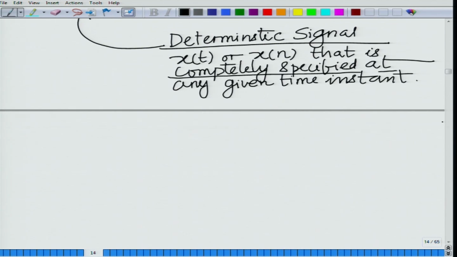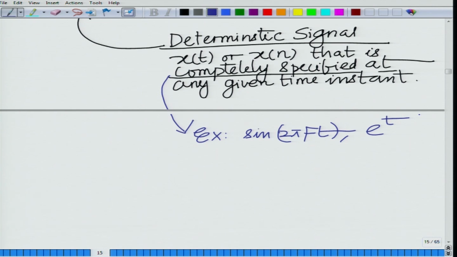Again, you go back and take the example. For instance, it is given by a formula, for instance, sine 2 pi f t, e to the power of t. These are deterministic signals in the sense that at a given time instant t there is no ambiguity, they are completely specified by a certain formula. Given a time instant, one can exactly determine what is the signal.